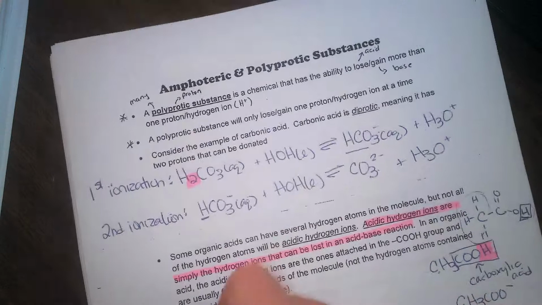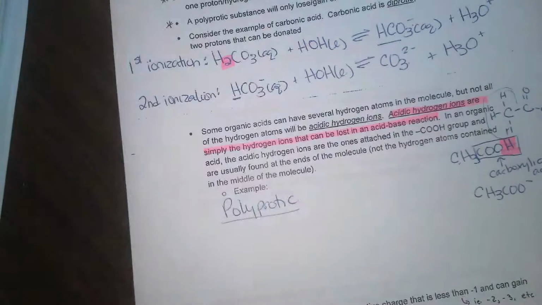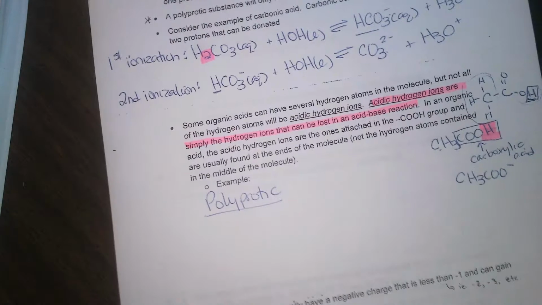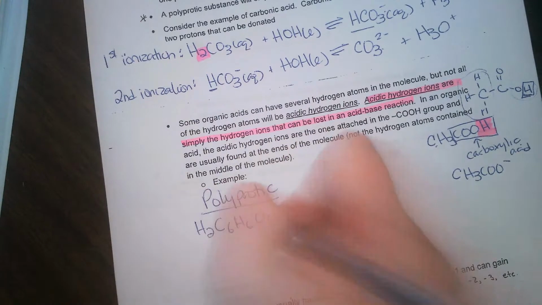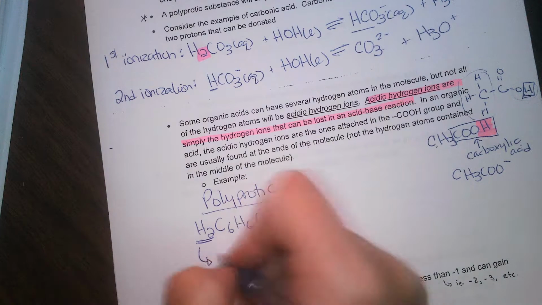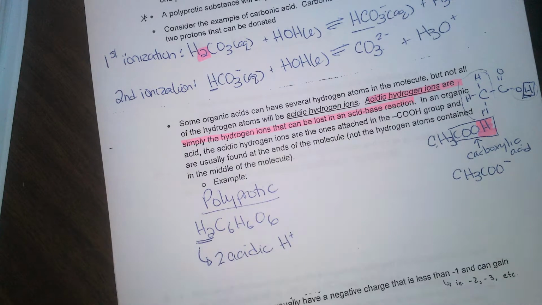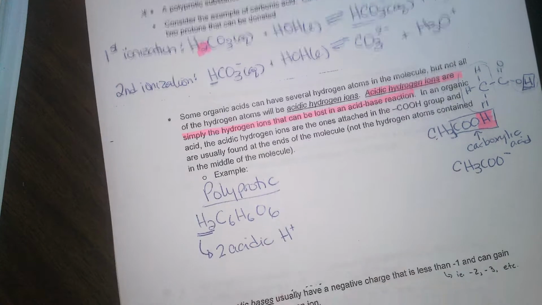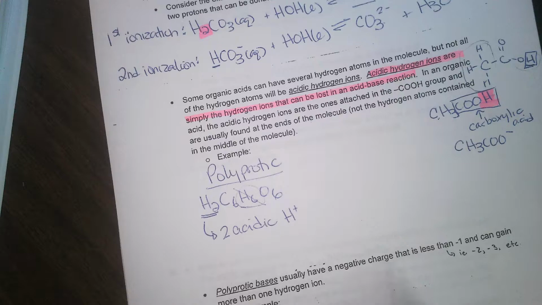So let's look at it. Here's a polyprotic. Meaning that it can, polyprotic means that you can donate more than one hydrogen. These are the hydrogens that can be donated. There's two acidic hydrogens. Okay? No, not this one. We can't take those ones.